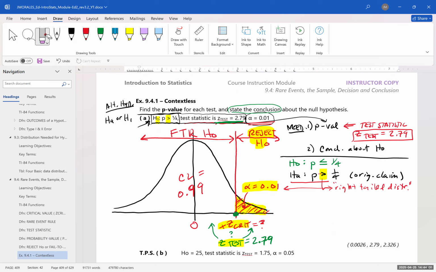Now, if we want to compare oranges to oranges, then we're going to be comparing the significance level to a p-value, but we don't know what the p-value is yet because the p-value we have to calculate from our test statistic. So we have a few unknowns here in order to figure out whether we're going to reject the null or fail to reject the null.